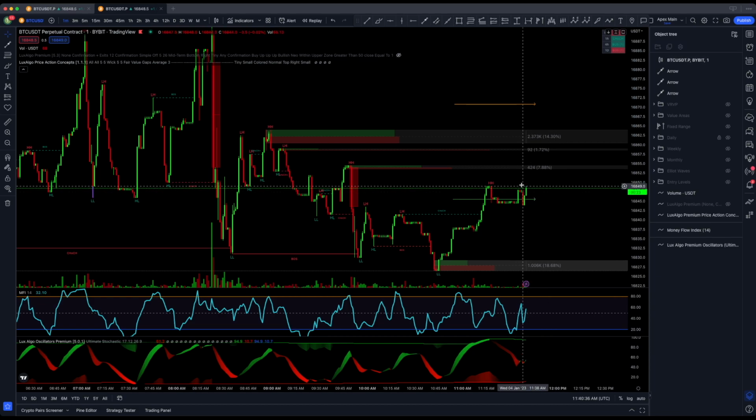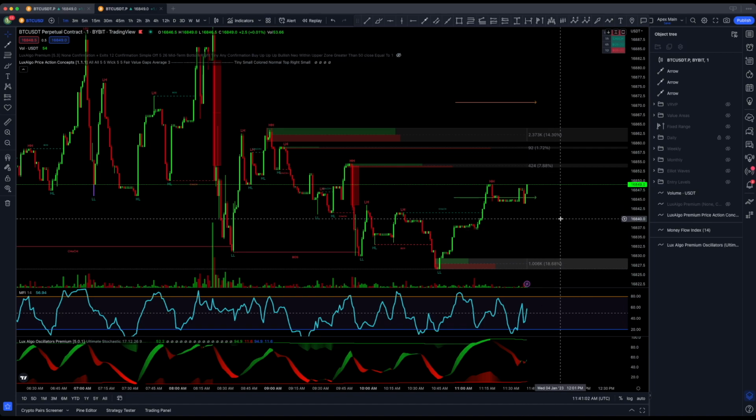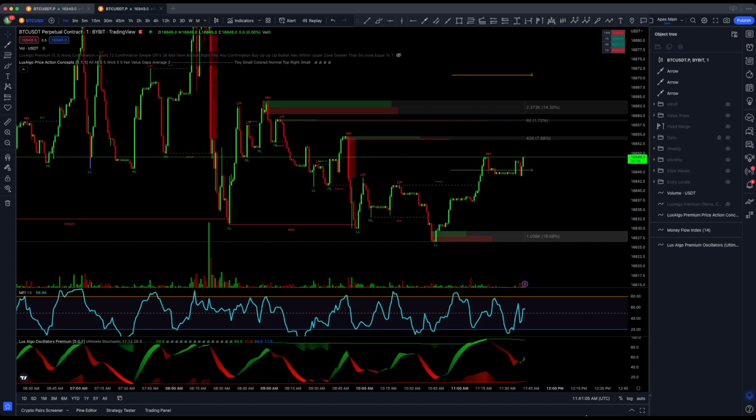Seems to be really struggling to break through this structure here. Patience. It's not always easy, patience.